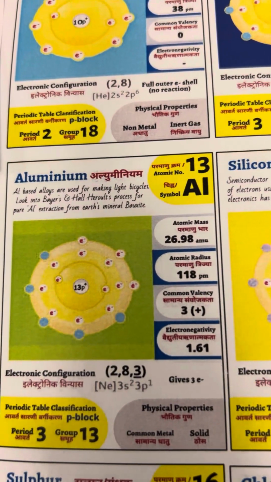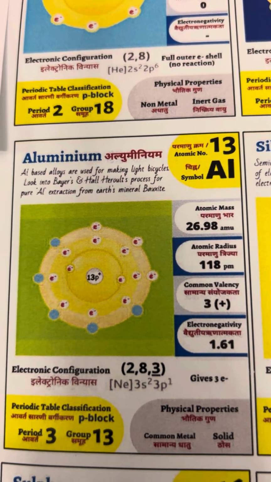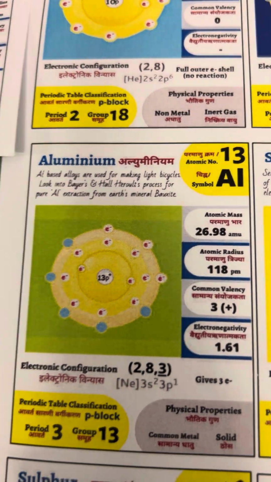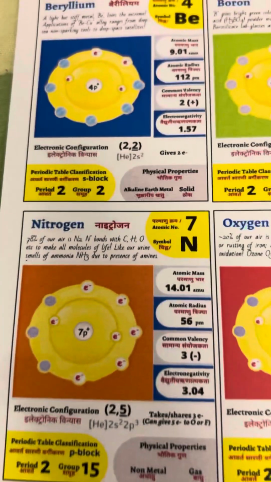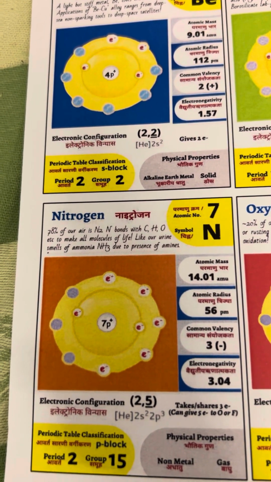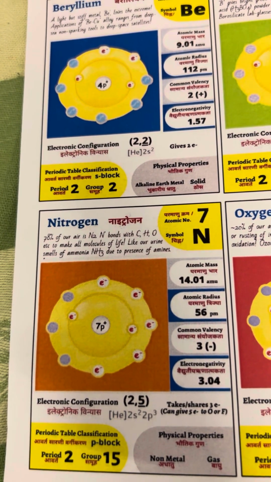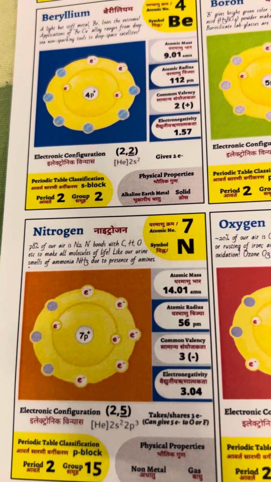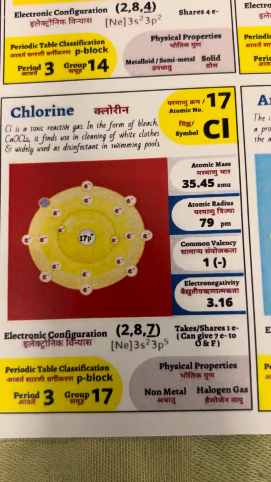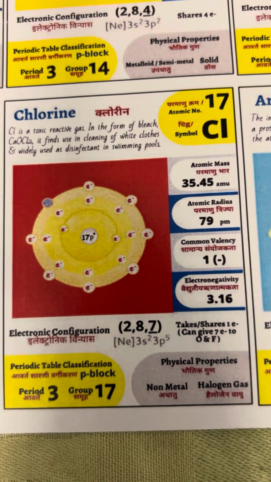Aluminium, atomic number 13, symbol Al, electronic configuration is 2,8,3 and periodic table classification is period 3, group 13. Nitrogen, atomic number 7, symbol N, electronic configuration is 2,5 and periodic table classification is period 2, group 15. Chlorine, atomic number 17, symbol Cl, configuration is 2,8,7, period 3, group 17.